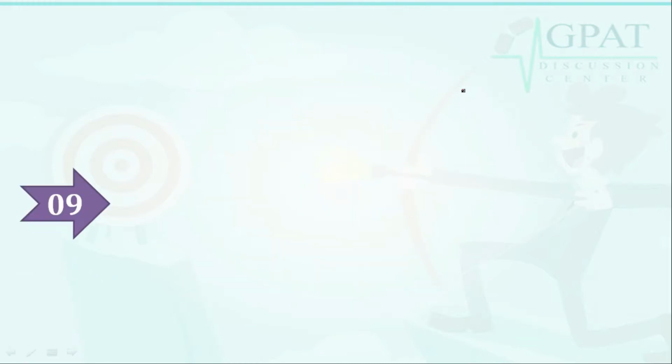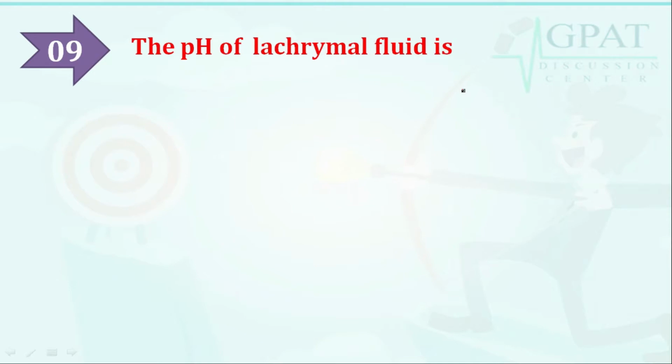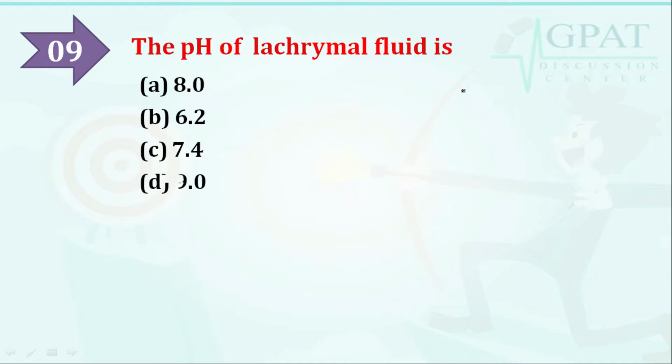So moving on to the next question, the pH of the lacrimal fluid is, option A is 8, option B is 6.2, option C is 7.4, option D is 9.0. Students, sometimes the question may ask directly from this pH portion. So the pH of the lacrimal fluid is 7.4.